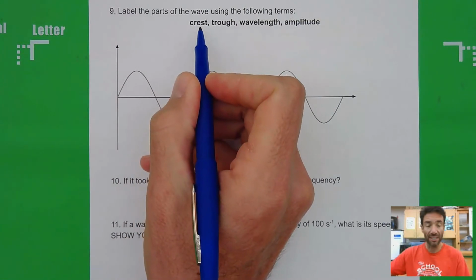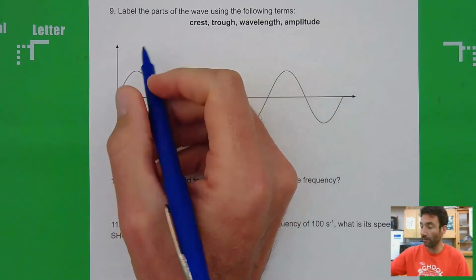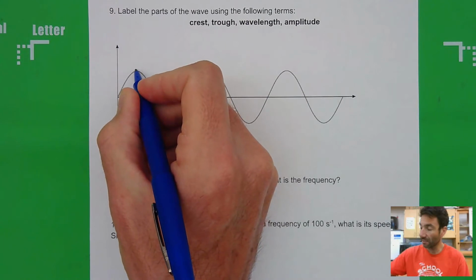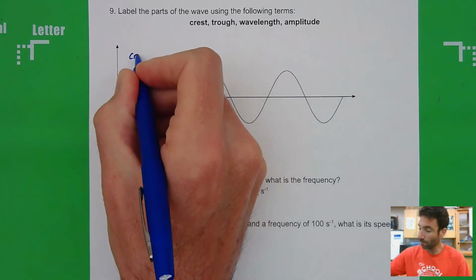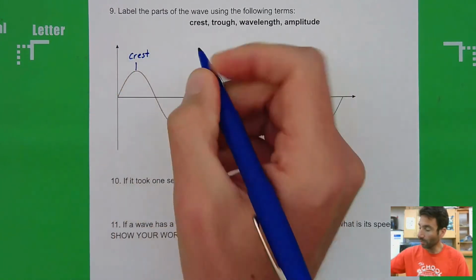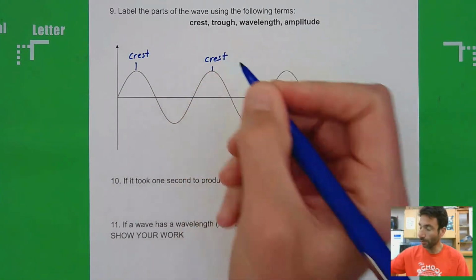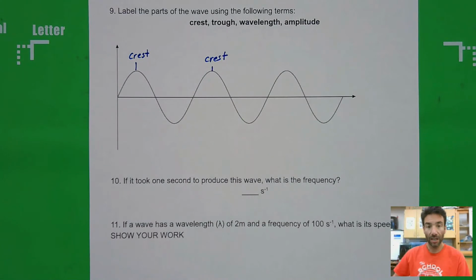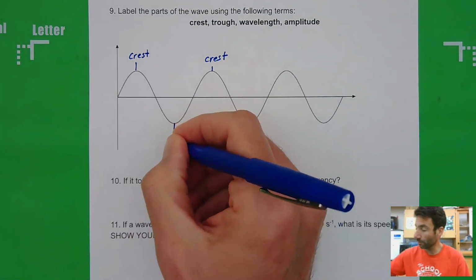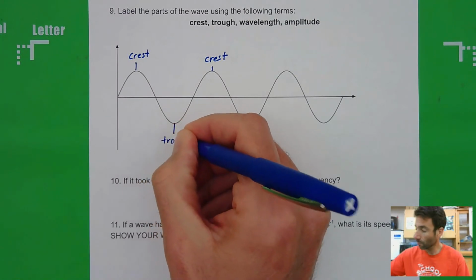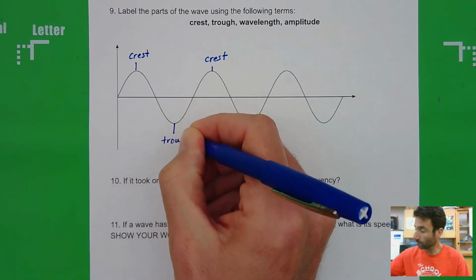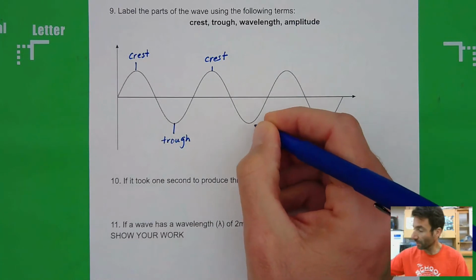The crest. The crest is the high point of a wave. So we've got a crest here. We could identify another crest just to be thorough. A trough is the low point of a wave. So here we have a trough. And here we have a trough.